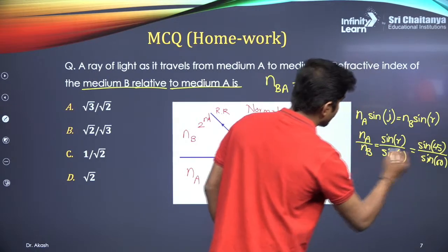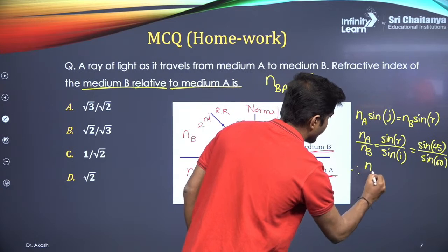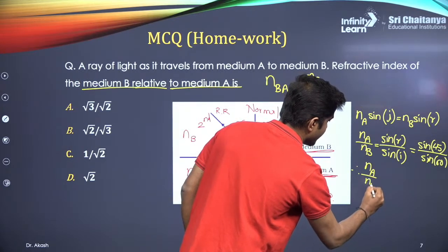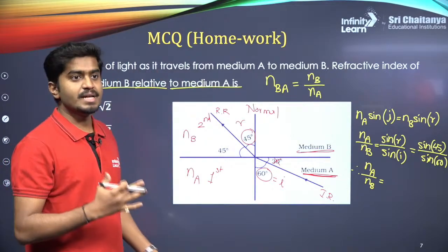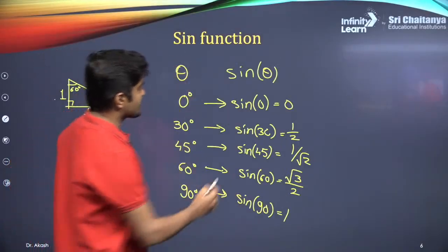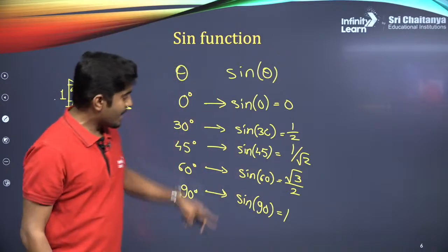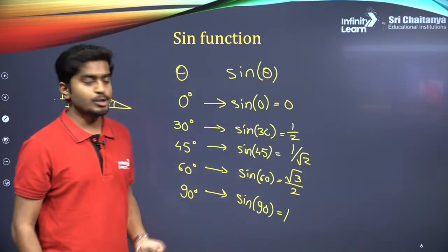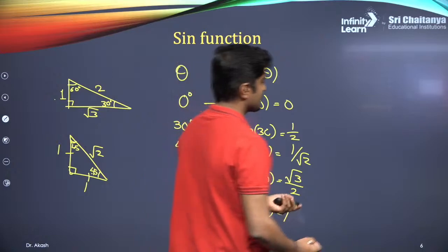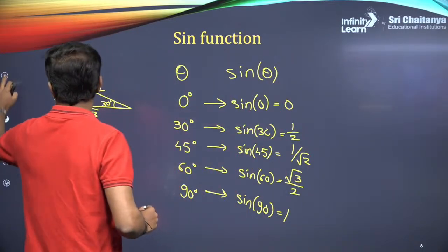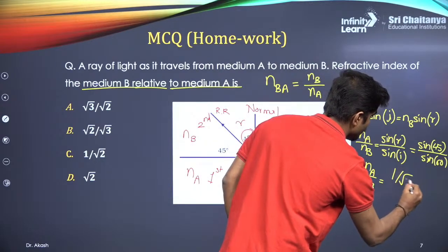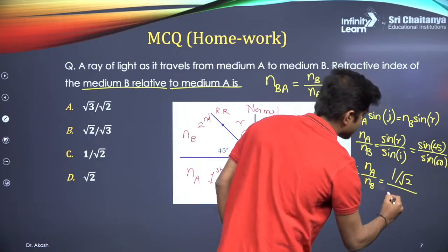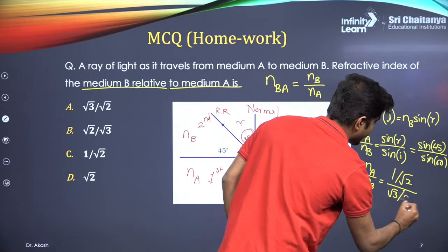Okay, let's find out the value of this. NA divided by NB is, what is sine 45? In the previous one, I gave you this chart. Sine 45 is 1 by root 2 and sine 60 is root 3 by 2.